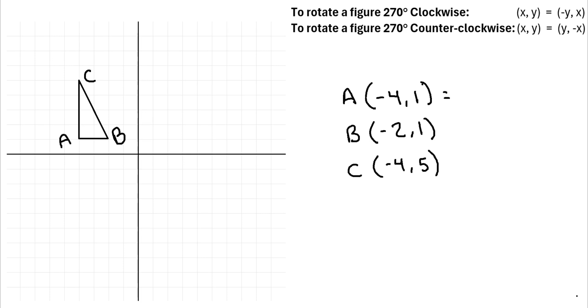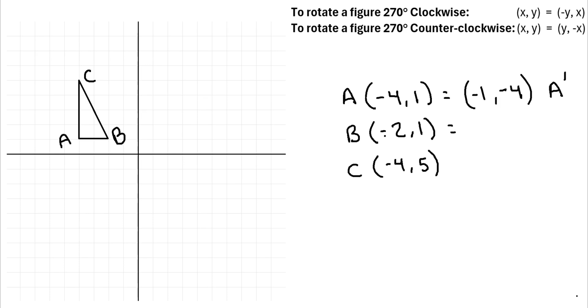So for example, for this first xy coordinate for A, we'll switch the x and the y. So we'll say 1, -4. And notice that this y value right here that we switched over here needs to become the opposite sign. So it'll become a -1 instead. So let's label this A prime. This is our new A prime after we rotate the figure.